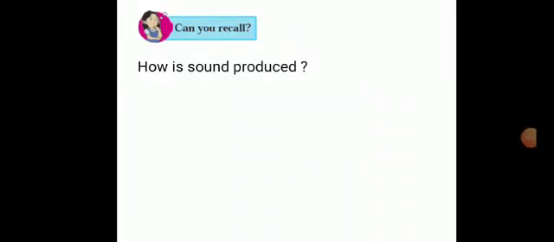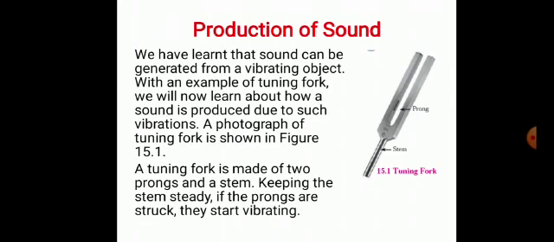Children, you all know that sound is produced by the vibration of an object such as a stretched membrane or a string under tension. So, mainly sound is produced by the vibration of that object. We have learned that sound can be generated from a vibrating object. With an example of a tuning fork, we will now learn about how a sound is produced due to such vibration.